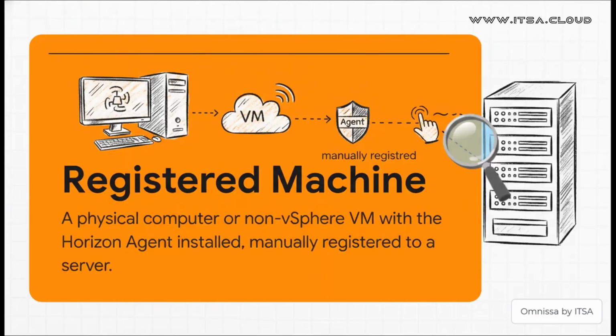Okay, so what is it technically? A registered machine is really just a physical computer, like our engineer's workstation, or it could even be a VM that isn't managed by vSphere. The trick is, it has the Horizon agent installed on it, and, this is the key part, it's manually registered with a Horizon connection server.